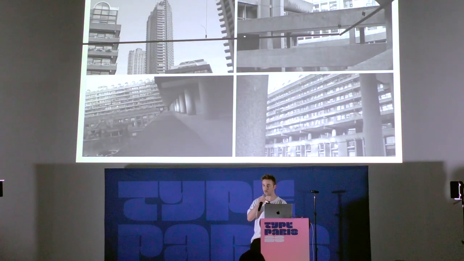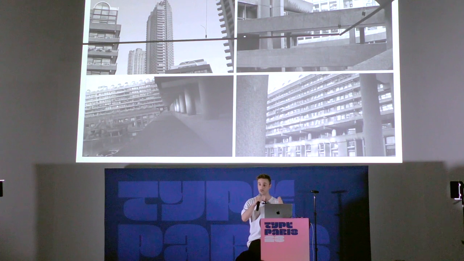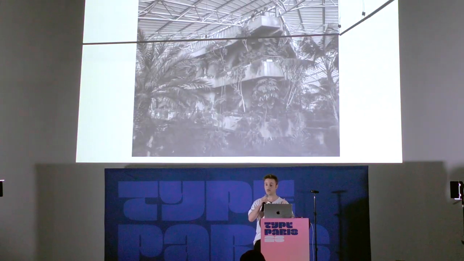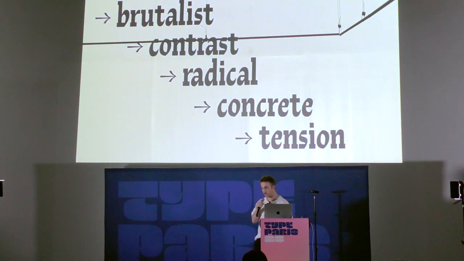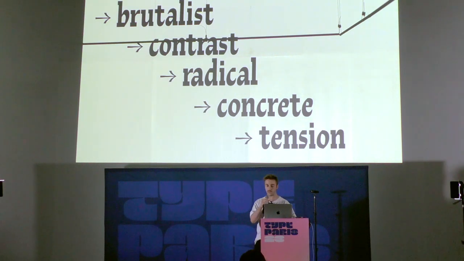What I really like is the contrast between the city of London around and the complex itself. There's a big tension in the shapes, because there are big shapes in the concrete forms, and also some lakes, some fluidity, and we can see here there's a conservatory. It makes a very good atmosphere. So the starting point for the typeface is to have some keywords: brutalist, contrast, radical, and tension, to reflect in the typeface.